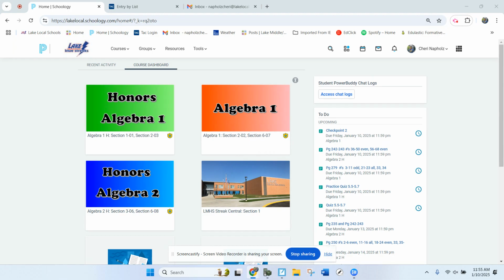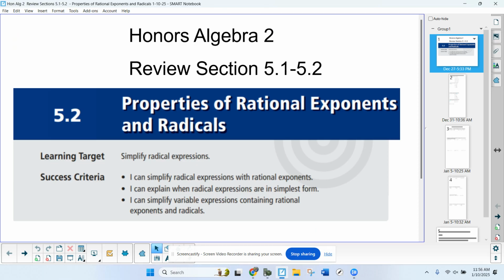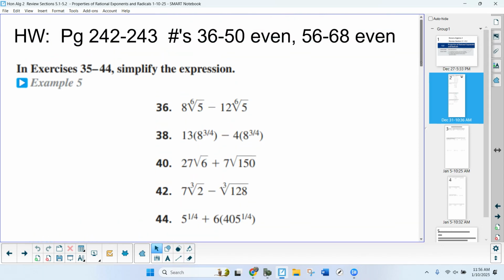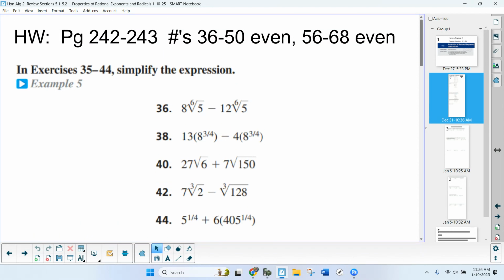All right, let's do this, because I am sure the questions that we have, more than one of you have the same question. So let's take a look at the homework. First section, simplify the expression. Which ones do we need on 36 through 44?